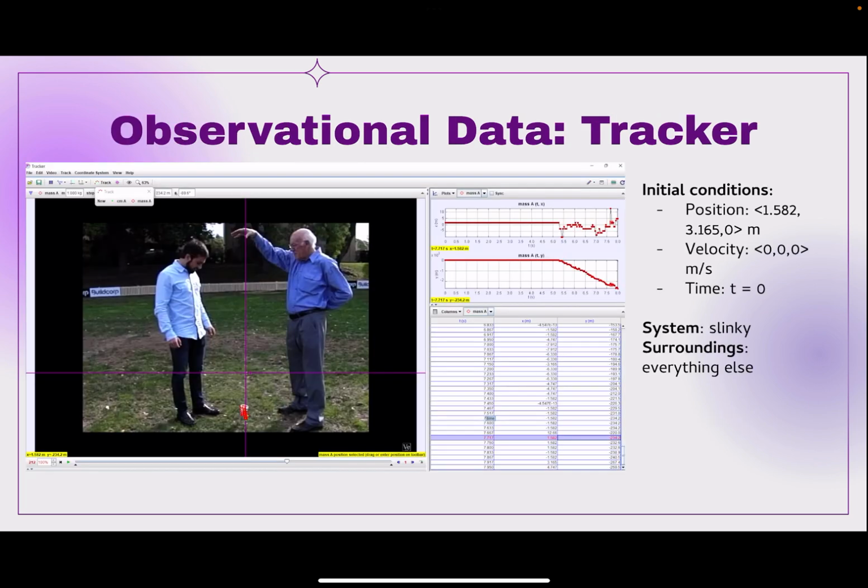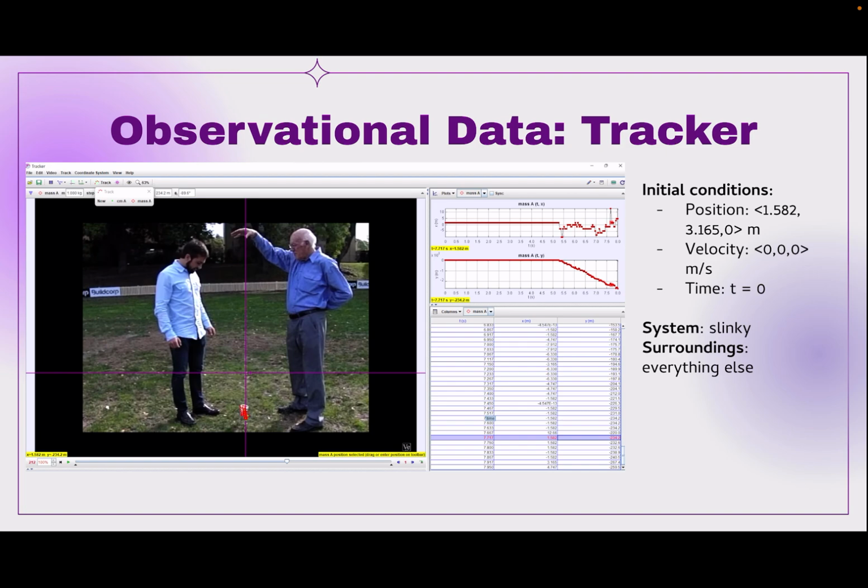The observational data was obtained from a video of a Slinky being dropped from rest. In this scenario, the system is the Slinky and the surroundings are everything else. I used Tracker to track the Slinky's center of mass frame by frame. Tracker was also able to provide the initial conditions. The pink lines here in the picture represent the coordinate plane that was used.